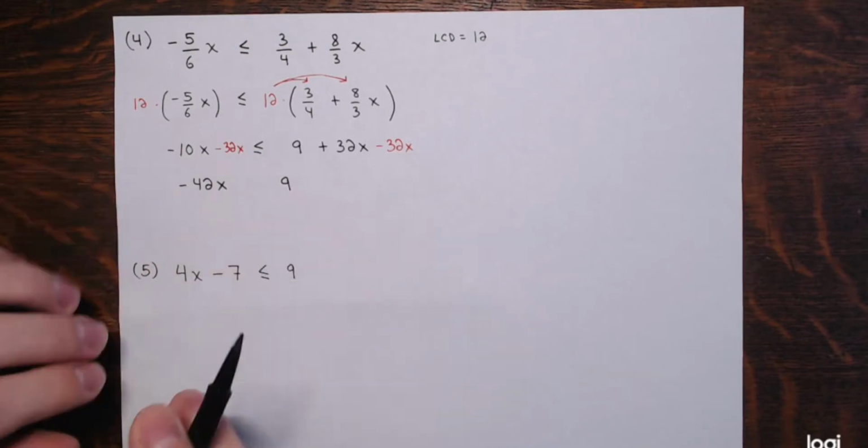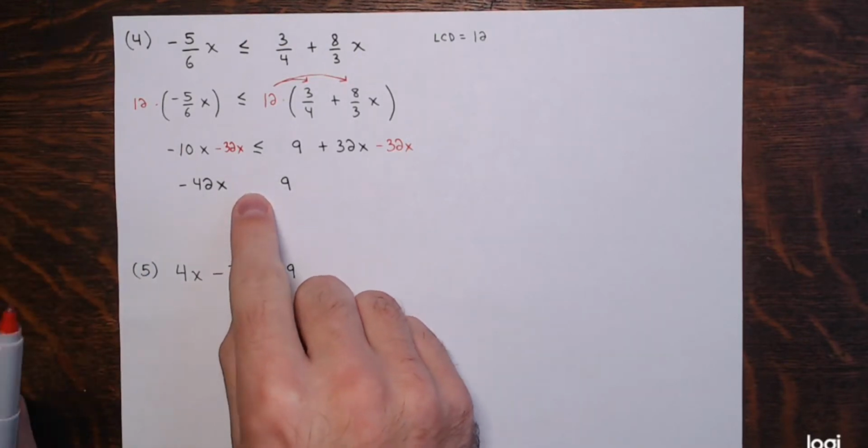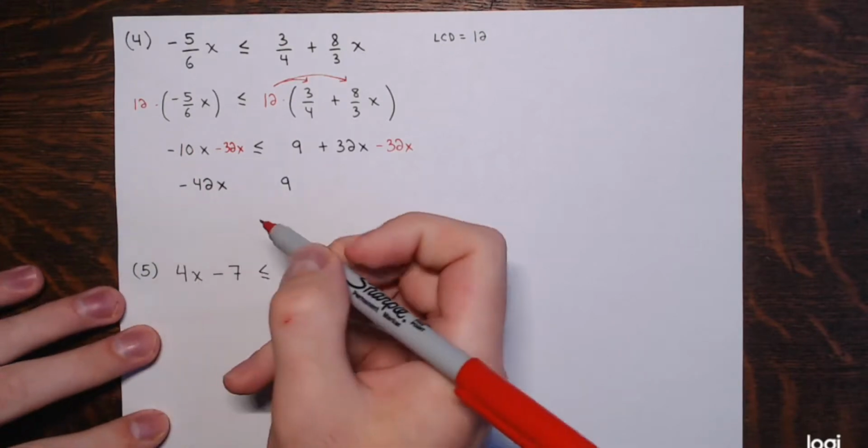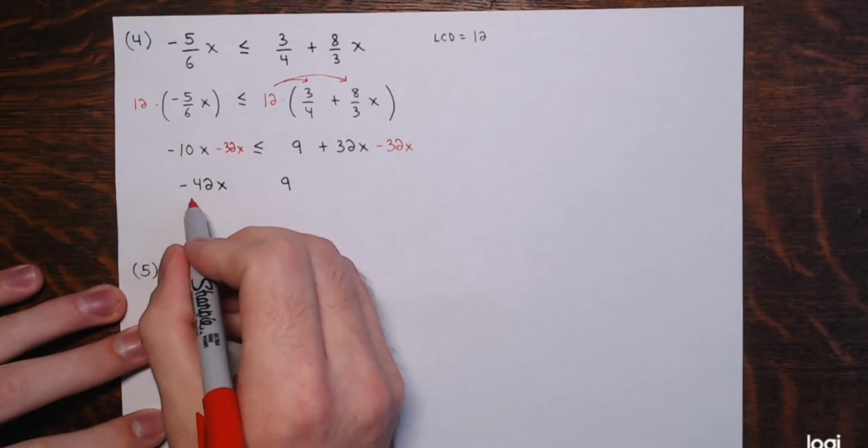Okay. And notice I didn't write the symbol yet because the next step, I don't want to write a whole other line. The next step is going to be I'm going to divide both sides by negative 42.